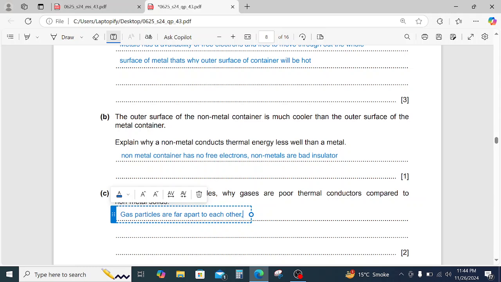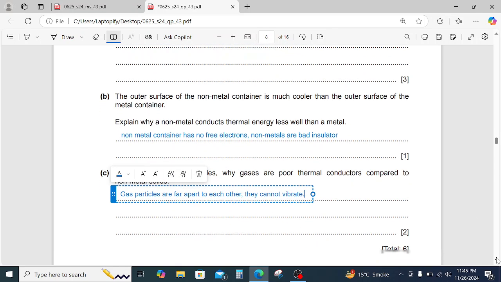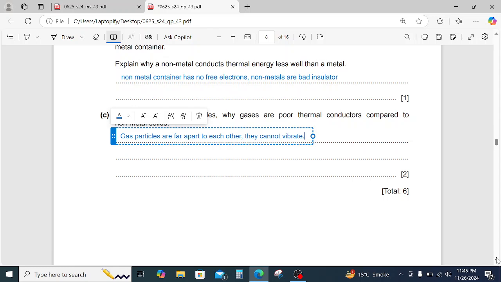Gas particles are far apart from each other and they cannot vibrate. I think vibrate is enough. That's why the gases are poor conductors as compared to metals. In metals, particles are very close to each other, and due to vibration and availability of electrons, metals can transfer heat energy easily.